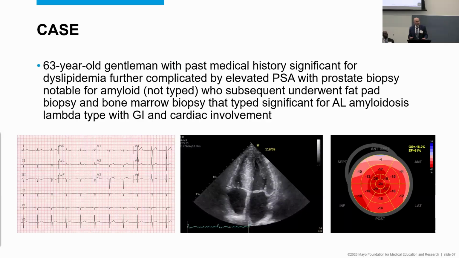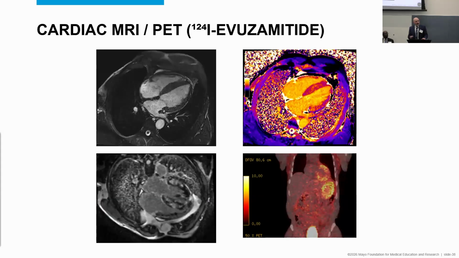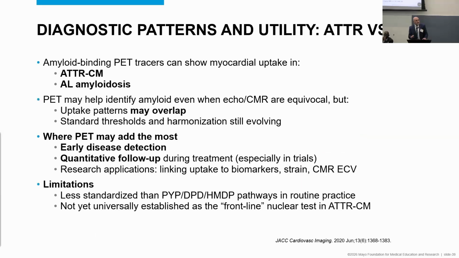Again, echo is shown, MRI is shown. Strain is shown, not normal, but not terrible. On MRI, sorry, I don't know if I can make it work or not, you have this diffuse, almost transmural pattern, with a lot of late gadolinium uptake. And this is what the PET looks like. You can see that the heart lights up on this tracer. So it is a binder. It has uptake in both TTR and AL amyloid. There might be some overlap between these.